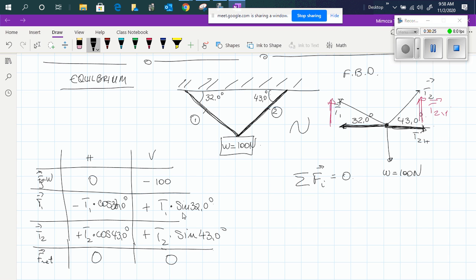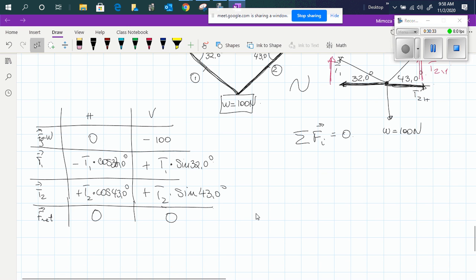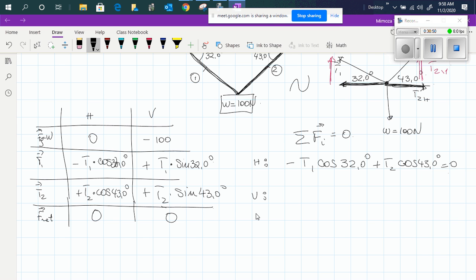From here, we use the table of components to construct two equations. The horizontal is telling us that negative T1 cosine 32 plus T2 cosine 43 is equal to 0. And the vertical component is telling us that T1 sine 32 plus T2 sine 43 degrees is equal to 100.